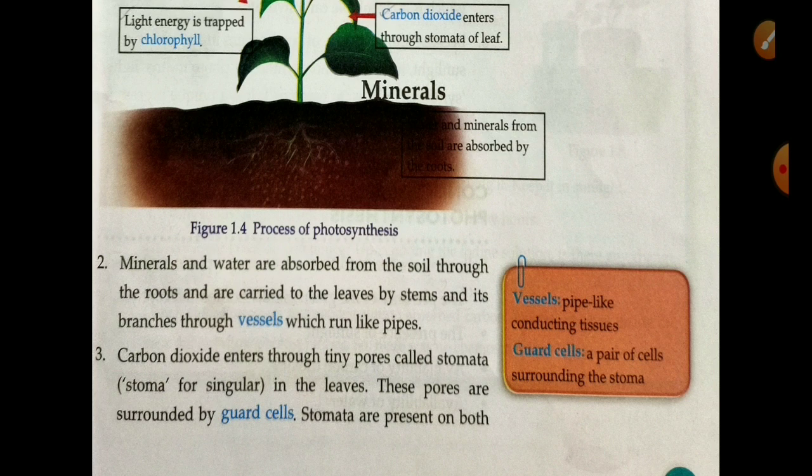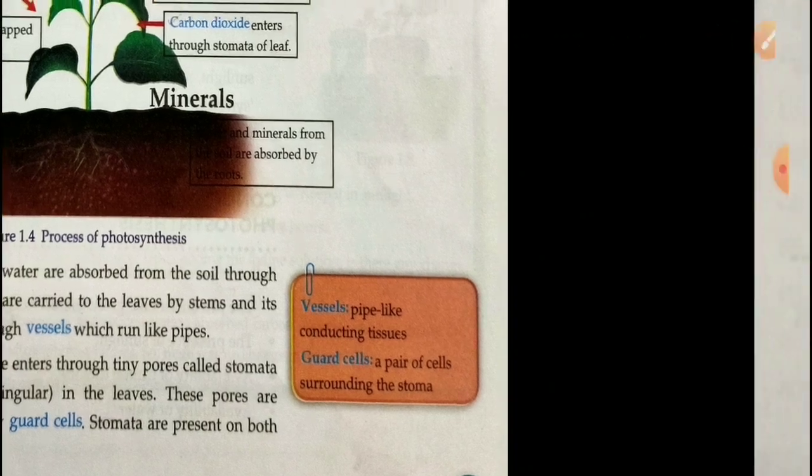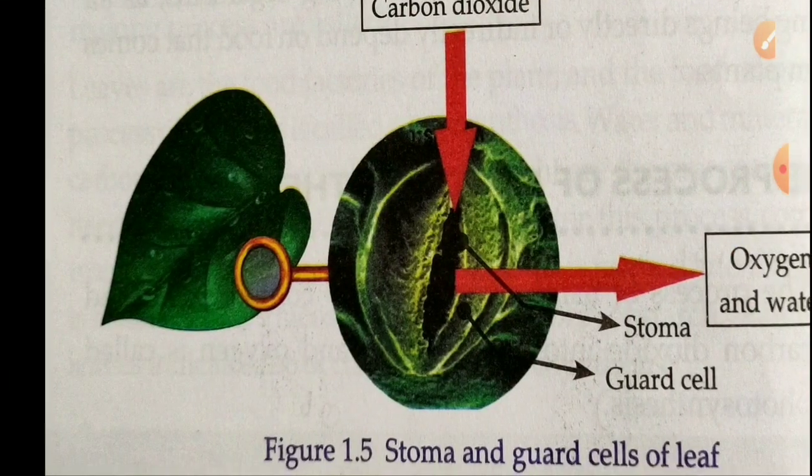Carbon dioxide will enter through these pores, known as stomata, and the pores are surrounded by guard cells. The guard cells help to get the carbon dioxide. Stomata are present on both sides, as I have told you.